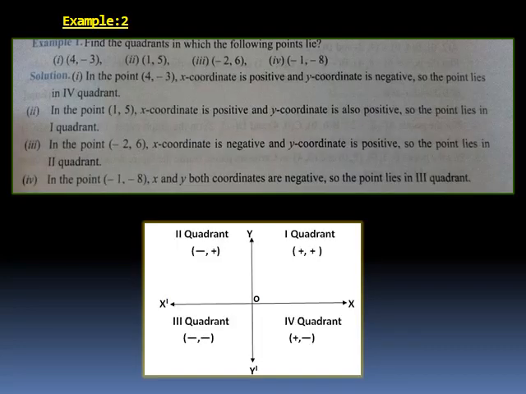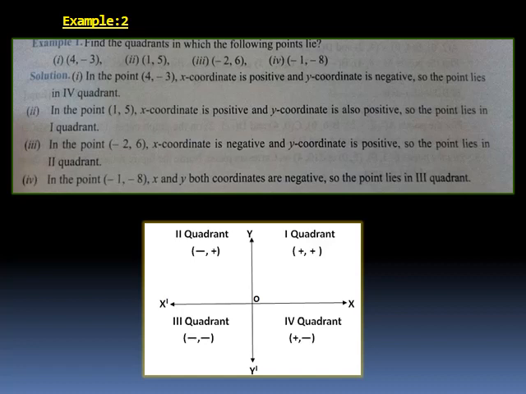Example 2. Here some points are given. We have to find in which quadrant the given points lie. For this, we have to remember the signs of the coordinates in different quadrants. The question is, find the quadrants in which the following points lie. The first one, (4, -3).